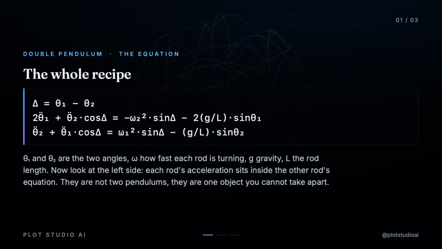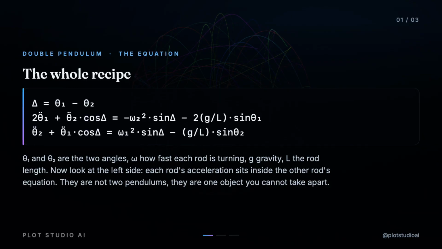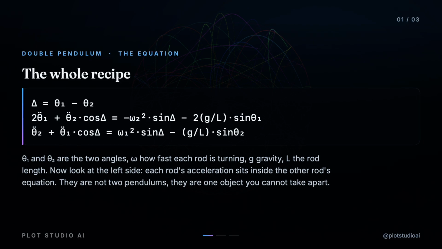g over L times sine of theta 2. Theta 1 and theta 2 are the 2 angles. Omega, how fast each rod is turning. G, gravity. L, the rod length. Now look at the left side. Each rod's acceleration sits inside the other rod's equation. They are not 2 pendulums, they are one object you cannot take apart.